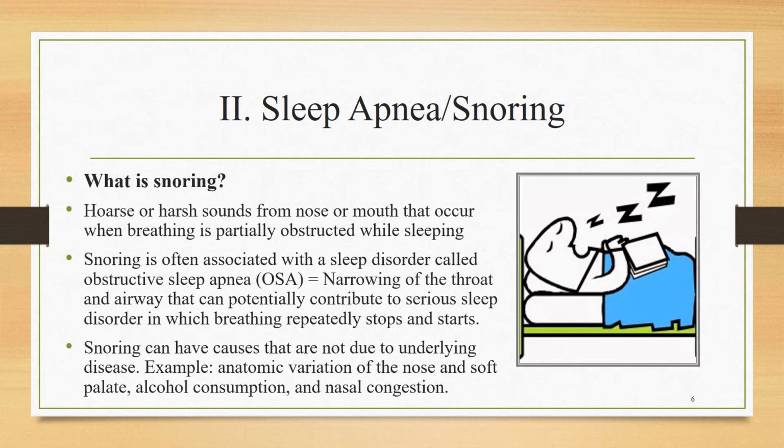Sleep apnea and snoring. What is snoring? Snoring is harsh or hoarse sounds from nose or mouth that occur when breathing is partially obstructed while sleeping. Snoring is often associated with a sleep disorder called obstructive sleep apnea, or OSA. OSA is the narrowing of the throat and airway that can potentially contribute to serious sleep disorders in which breathing stops and starts. Snoring can have causes that are not due to underlying disease. For example, anatomic variation of the nose and soft palate, alcohol consumption, and nasal congestion can also cause sleep apnea and snoring.